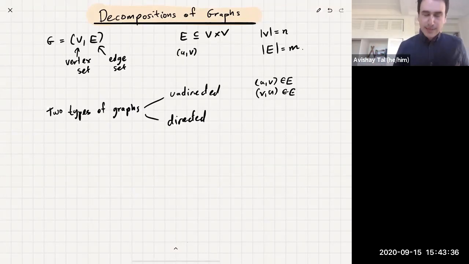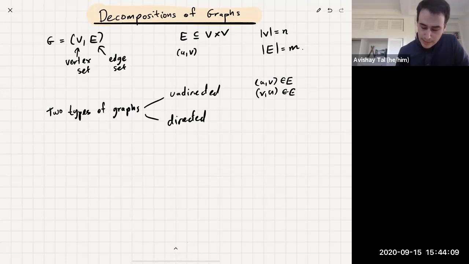In the directed case, this is not necessarily the case. So we could have an edge from U to V, but not necessarily an edge from V to U. And this is something that can come up in real life. So for example, if we want to model roads, some roads are one way. Or maybe some roads are two way, but there's a different cost to each direction. Maybe you need to pay some fee to go in one direction, and you don't need to pay a fee on the other.